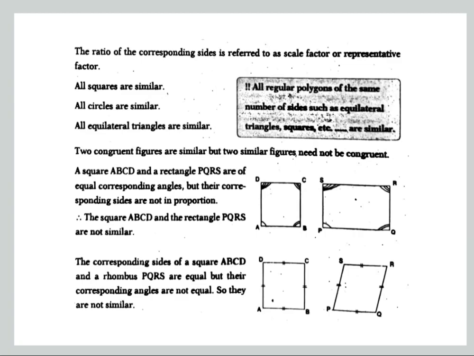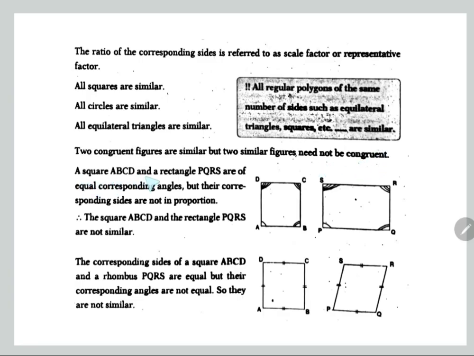All squares are similar. All circles are similar. All equilateral triangles are similar. All regular polygons of the same number of sides, such as equilateral triangles and squares, etc., are similar. Two congruent figures are similar, but two similar figures need not be congruent.